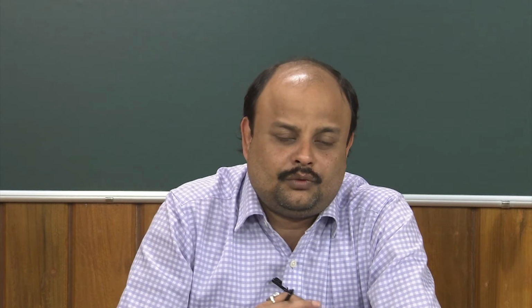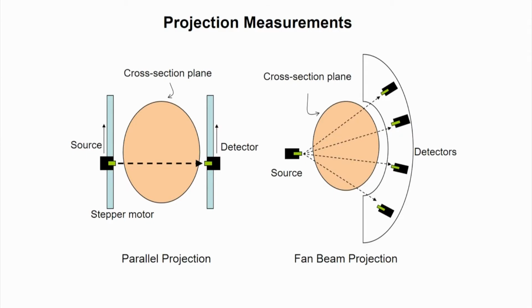So the basic principle remains the same. Only thing is, whatever I have discussed gives you the line integral, and what we want is the pixel wise information. To do that, two types of projection measurement are used. One is called parallel projection, and the other is called fan beam projection.